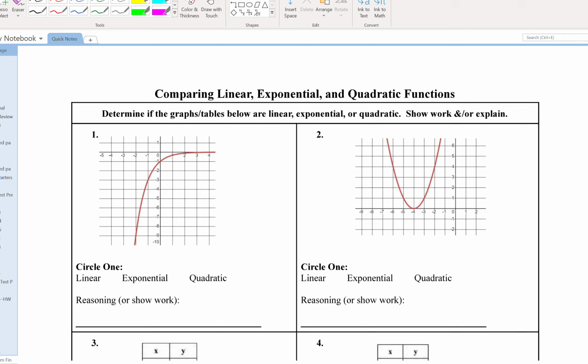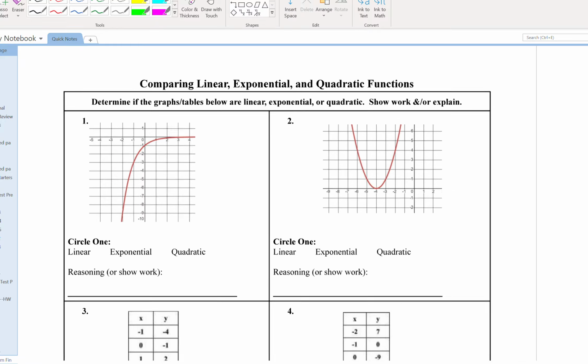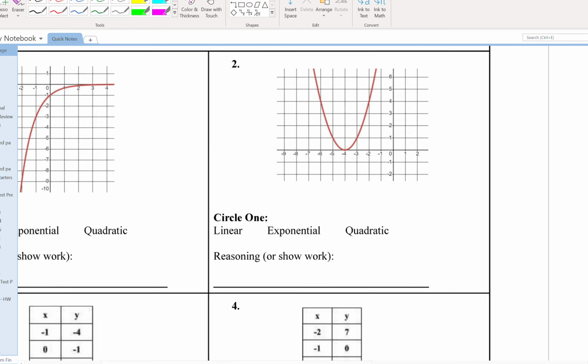Welcome. This is a quick video on how to compare linear, exponential, and quadratic functions. I'm going to focus on how to do that with just a graph. And it's really just about recognizing what these look like.